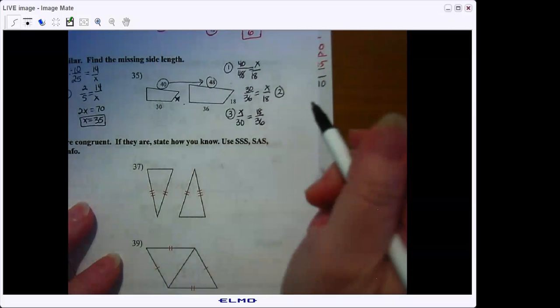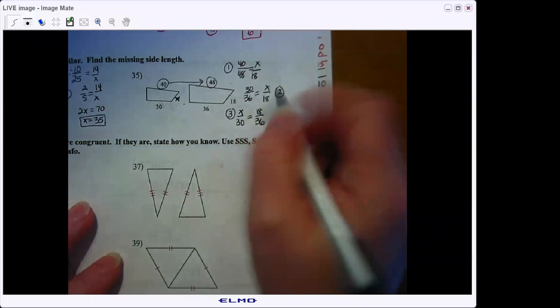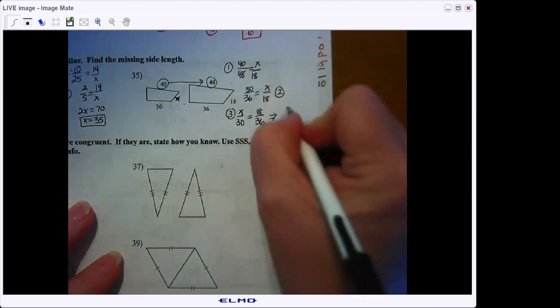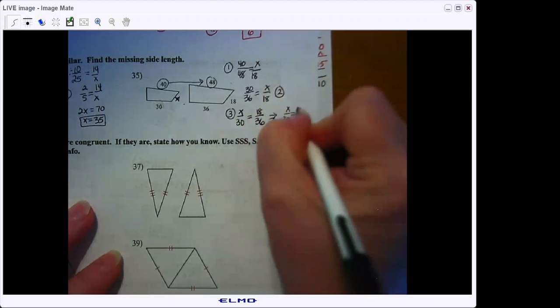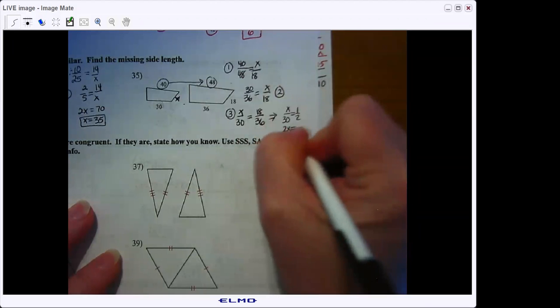And then when you cross multiply and divide, you do get 15. So let me just solve it. This would be x over 30 equals 1/2. And cross multiply and get 2x equals 30 or x equals 15. But any of them that you chose should have given you x equals 15.